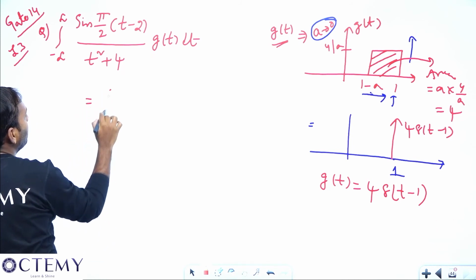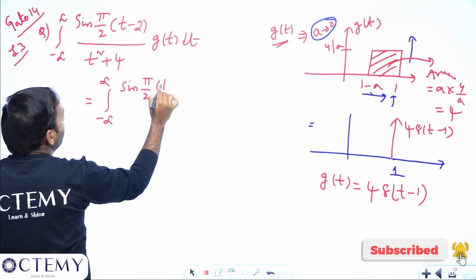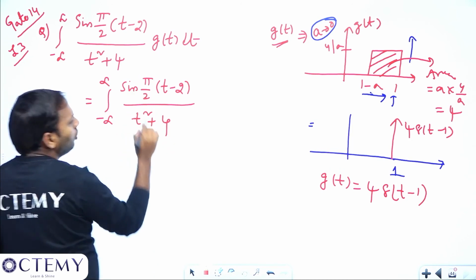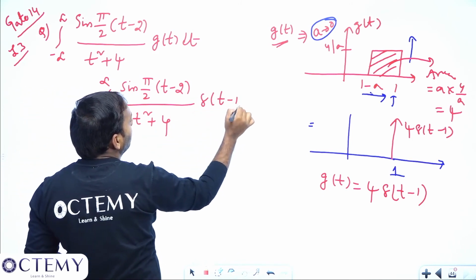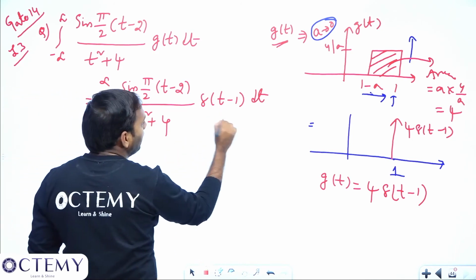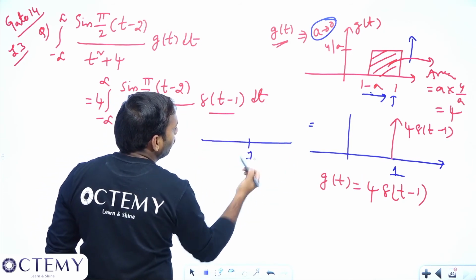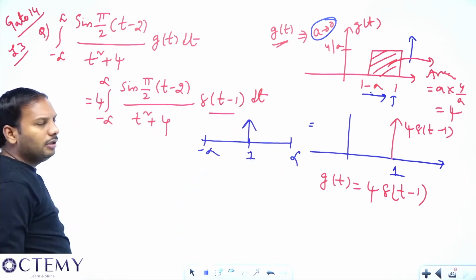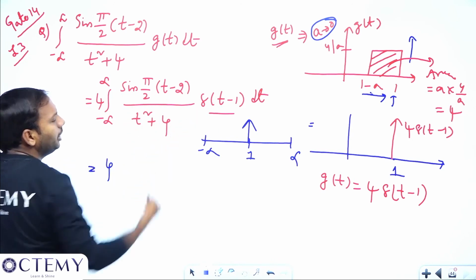So which is equal to the integral from minus infinity to plus infinity of sine of pi by 2 into t minus 2, divided by t square plus 4, times g of t, which is 4 times del of t minus 1, dt. However, the impulse is happening exactly at t equal to 1, and you are evaluating from minus infinity to plus infinity. So the impulse is included, and the answer is directly 4 times the whole function evaluated at t equal to 1.